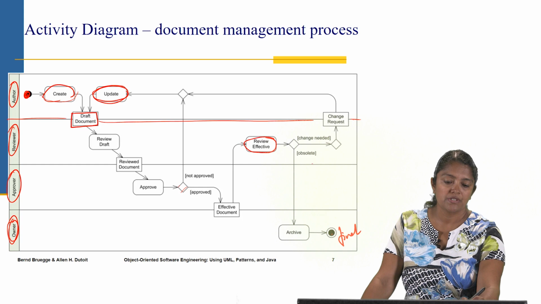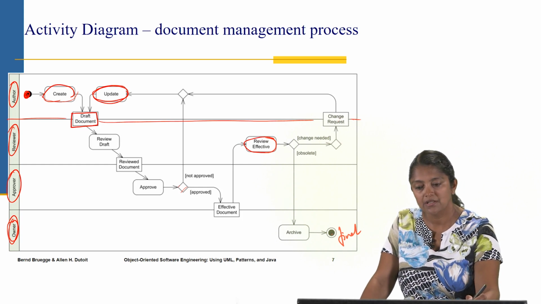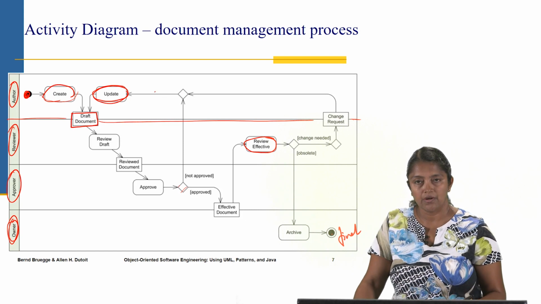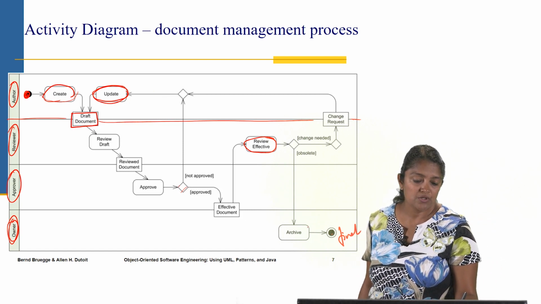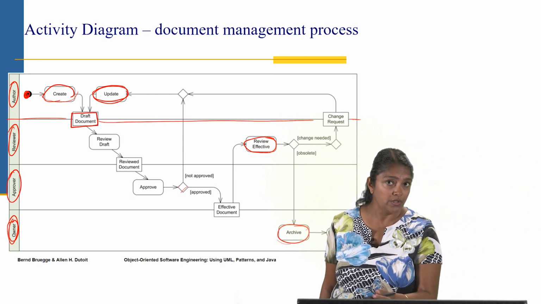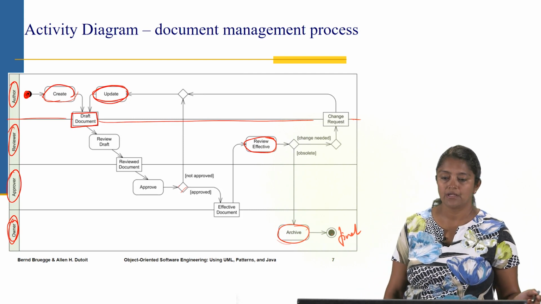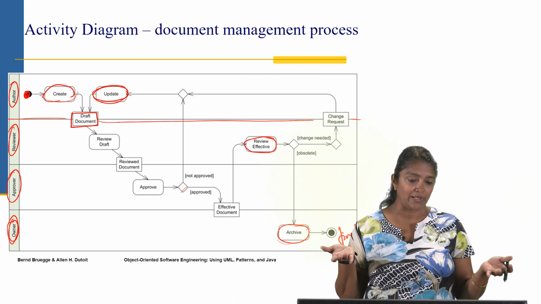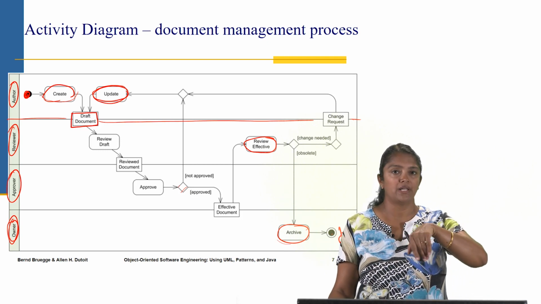A document that's approved gets into the review effective phase, and from there, depending on if changes are needed or if it's obsolete, if changes are needed, then a change request is created and it's sent to the author again. If there's no changes needed, then it goes into an archive activity, which is in the owner's swim lane, and that's the final state. From archive, we basically get into the final state. The process is complete. If there's a change request, it goes back to the author and it gets back into the cycle again.